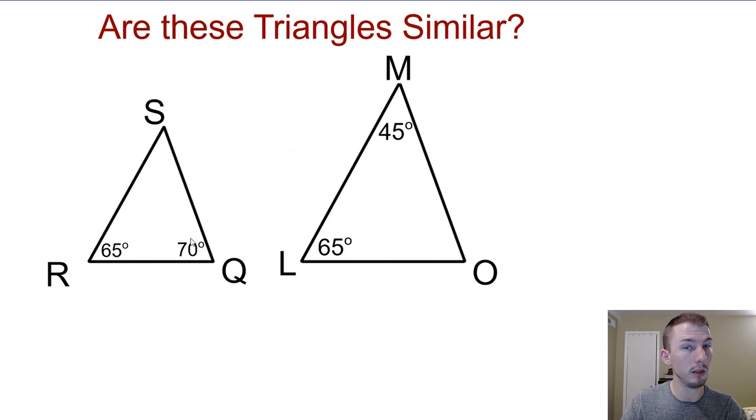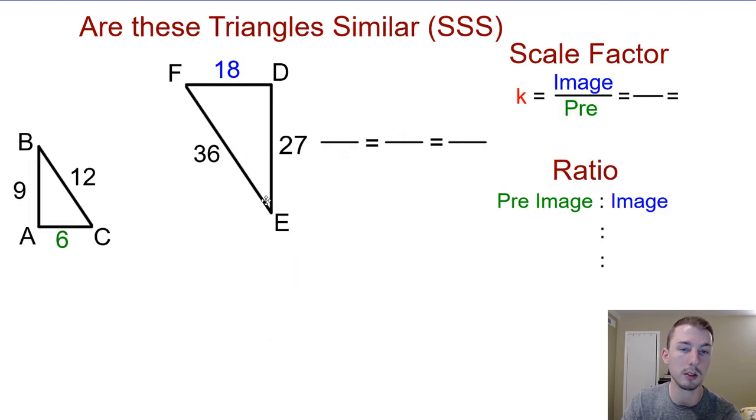But if I solve for the missing supplement, because these all add up to 180, that would leave me with 45, which is the same as that one. Okay, well now that I know that 2 angles are the same, that means their 3rd angle has to be exactly the same as well. So yes, they are similar by the angle similarity theorem, just as an example.